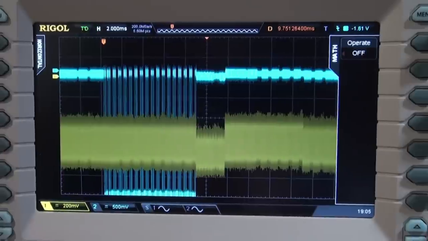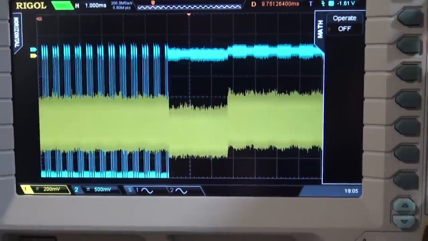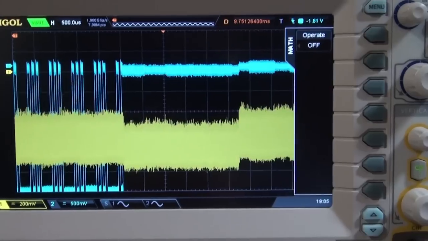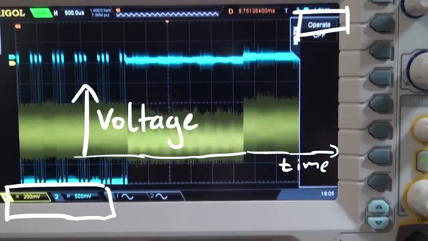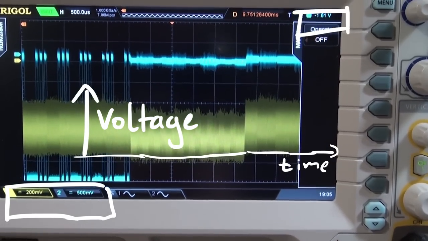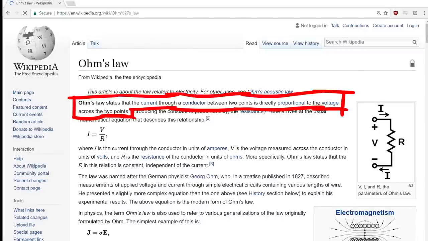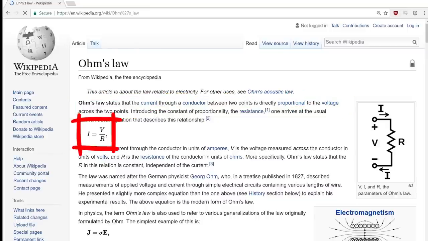But there's one issue. If you didn't sleep in physics class, you may realize now, wait, doesn't an oscilloscope measure voltage, and we want to measure current? The power consumption? That doesn't work. Well, Ohm's law to the rescue. Ohm's law states that the current through a conductor between two points is directly proportional to the voltage across the two points. I guess easier to understand with this formula. Current is equal to voltage divided by the resistance.